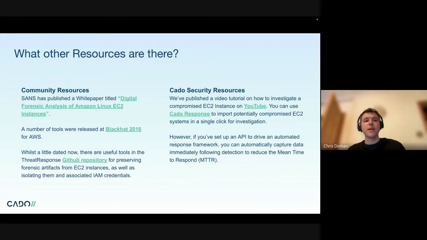Some other resources out there. A while ago, SANS published a white paper on doing a forensic analysis of a Linux EC2. A little bit outdated, but still useful. Similarly, a few years ago, Black Hat Threat Response was launched. Very useful tool set in there. It does things like timelining of compromised systems, etc. Again, a little bit dated, but still quite useful. And at Cado, we published a bunch of things. Our commercial platform is obviously all about this, but we also published a bunch of tutorials and training data, etc. that you might find on our YouTube, our GitHub, or our website.